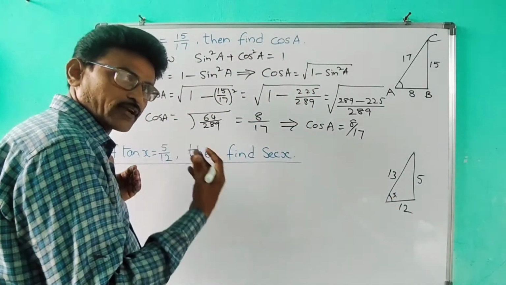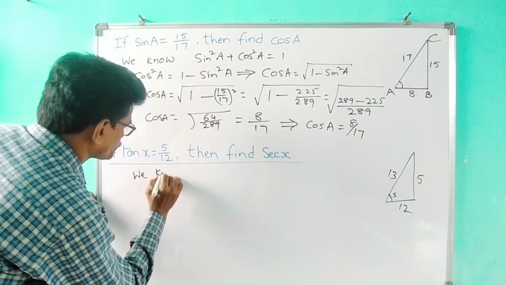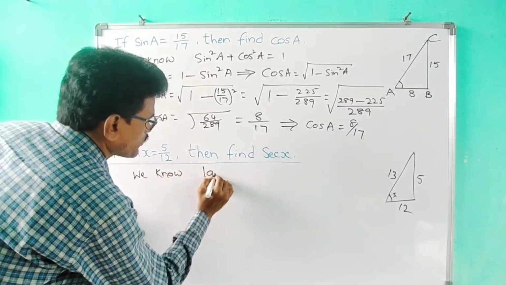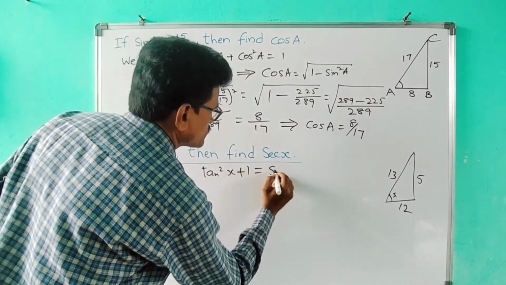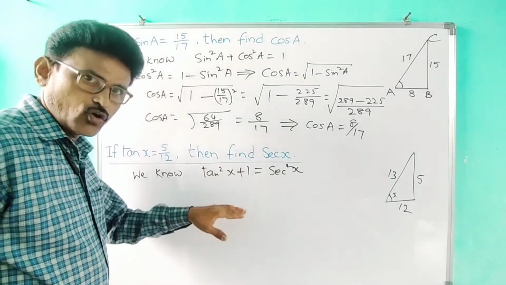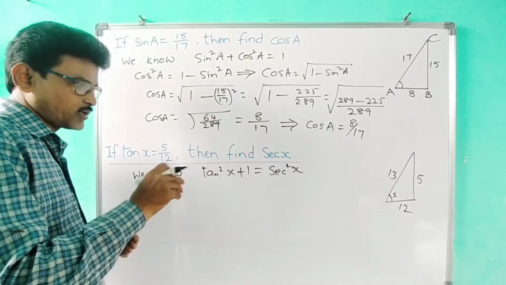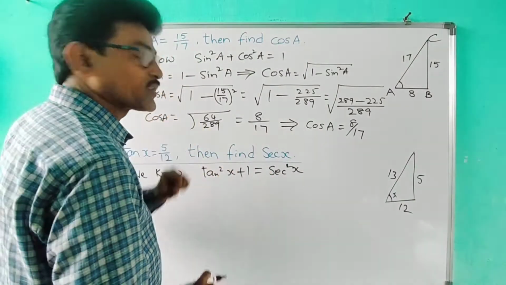See, in a different way we will do it, using trigonometric identities. What is that one? We know tan square x plus 1 equals secant square x. Secant square x minus tan square x equals 1. Secant square minus 1 is tan square x. Like that, in three forms we can write the identity.